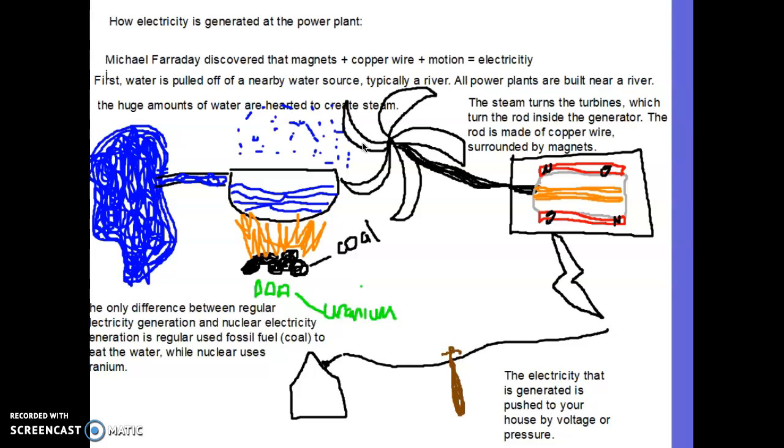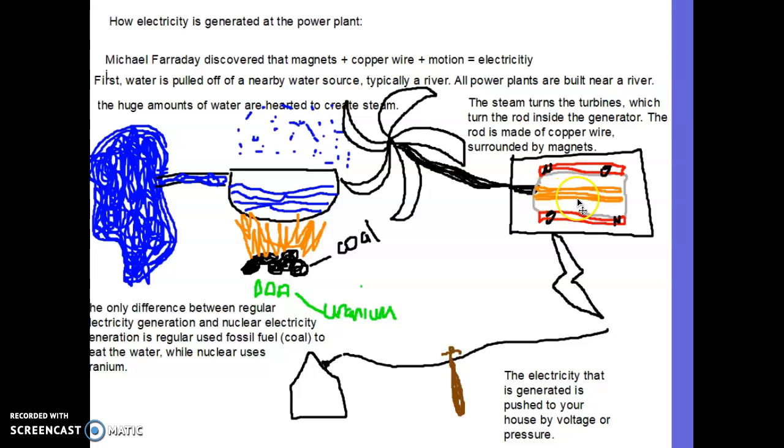So once all this massive amount of steam is created, there are these huge fan-looking items called turbines, and the turbines create the motion part of what you need to generate electricity. So the water is pulled in, it is heated up by either coal or uranium, depending on which plant it's in, and it creates a lot of steam that turns these turbines. Now these turbines are hooked up by a rod to these generators, huge, incredibly large generators.